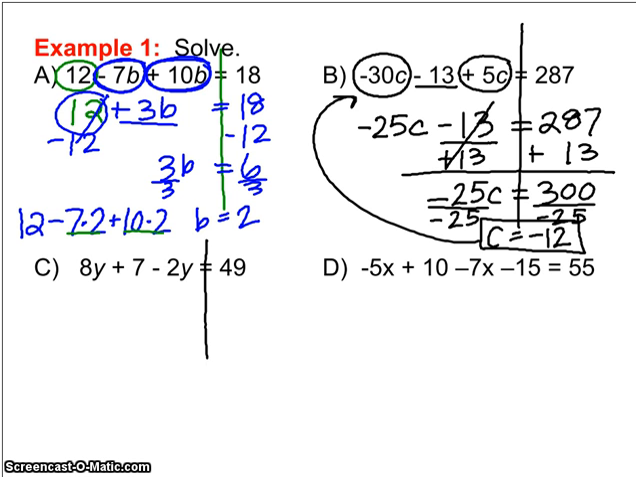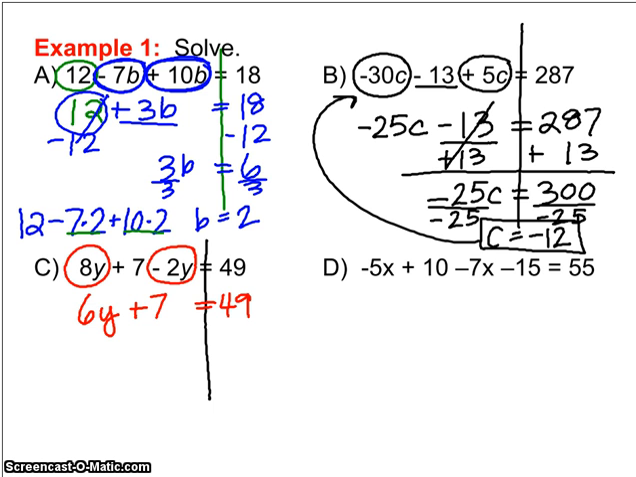Letter C. Again, I'm going to go ahead and combine like terms. I see I have some y's here. I'm going to include the sign in front. I have 8 y's and negative 2 y's. When I combine those, I end up with 6 y's plus 7 equals 49.